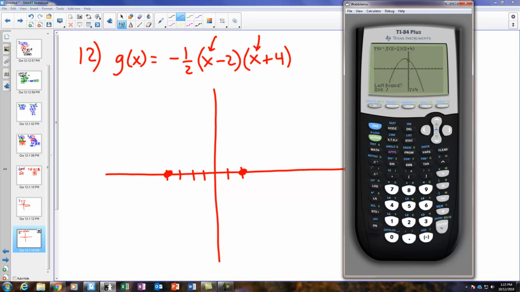I need to be on the left side first, so I'm going to go to the left until I feel I'm on the left side of the bump. Press enter, and then go to the right until I know I'm on the right side of the bump. Press enter and tell it to take its best guess.